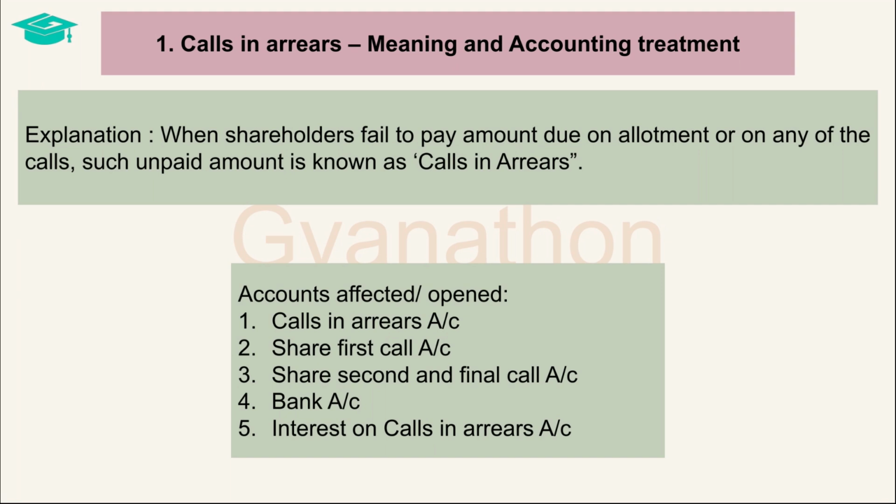When the shareholders fail to pay the amount due, either on allotment or on calls, within the time limit provided for the payment of the same, then such unpaid amount is known as calls in arrears. It represents the unpaid amount of the called up capital. When the amount of calls in arrears are deducted out of the total amount of called up capital, we get the total paid up capital of the company.